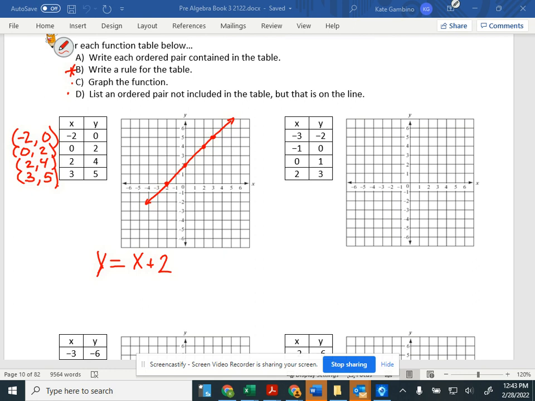So I can pick an x that's not listed. So Chase is like, oh, 1 isn't listed on here, so I could pick a 1. I'm going to put it into my rule. 1 plus 2 equals 3. So a new ordered pair could be 1, 3. So pick an x that we don't have listed, put it into your rule, and find the y, and then you can make your ordered pair.